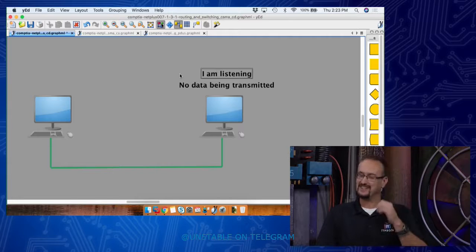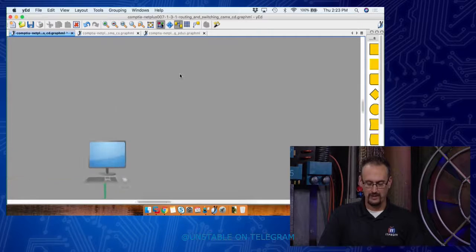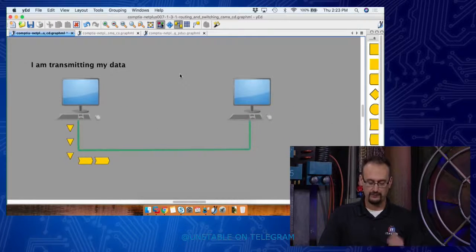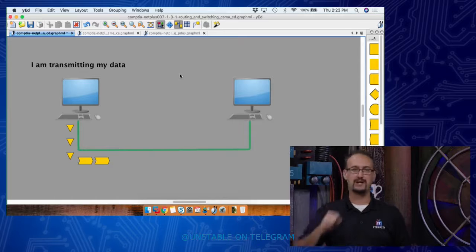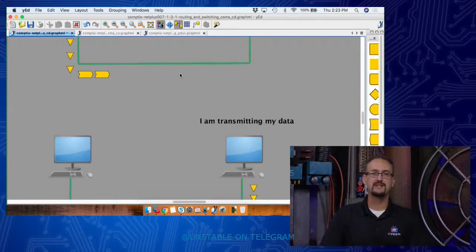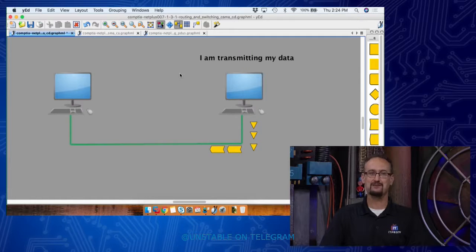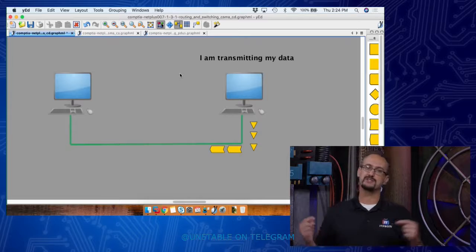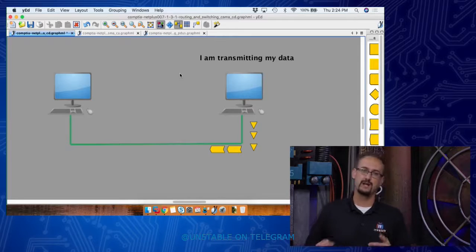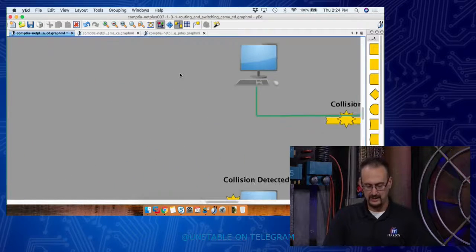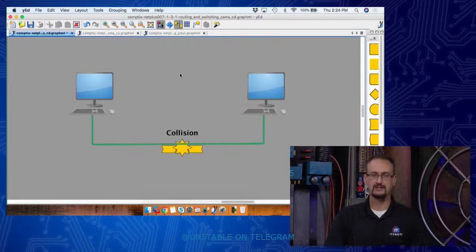I'm listening, and I don't hear that there's any data being transmitted. So guess what? First computer says, I'm going to transmit my information. Guess what happens to the second computer? The second computer says, I'm going to transmit my information. Well, now we've got a problem. Remember, when we've got two computers that are sending information across the same shared medium at the same time, this is where we get a collision.